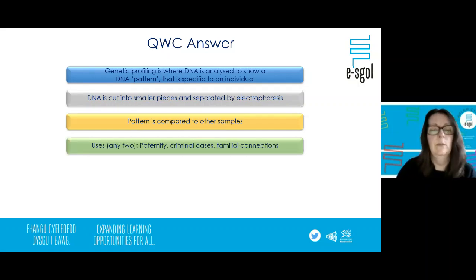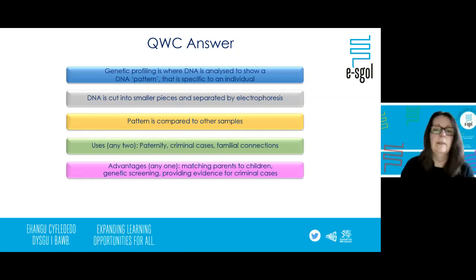And then here are a number of different uses. So you would include those uses within the body of your writing. So determine the paternity of a child, to help solve criminal cases, to look at family connections. That's just 3 different examples. And then we could look at the advantages. So the advantages of genetic profiling would include matching parents to children, genetic screening, and providing evidence for criminal cases.